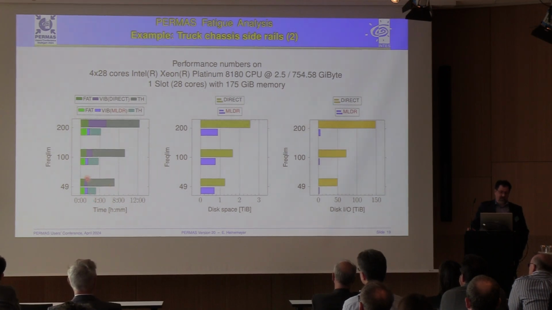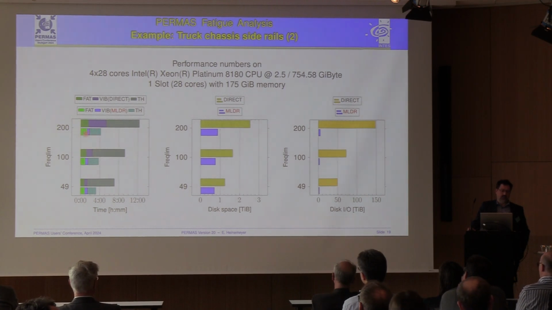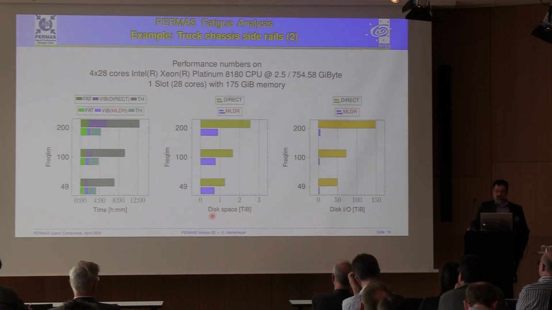And if, again, we would now increase the frequency limit, you see that the elapsed time gradually increases, and which gives you an even better speed up compared to the classical subspace iteration variant here. And at the same time, you see the disk space barely increases and stays well below 1 terabyte. And the same with the disk I/O.